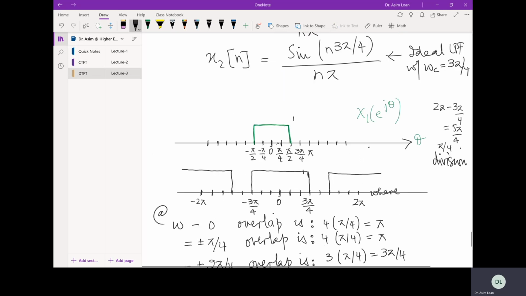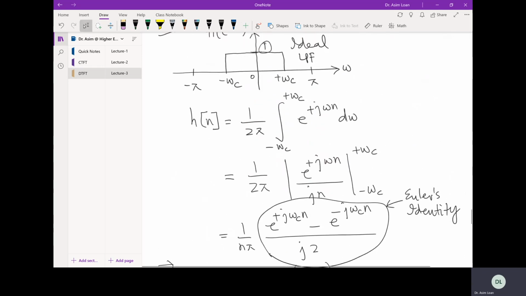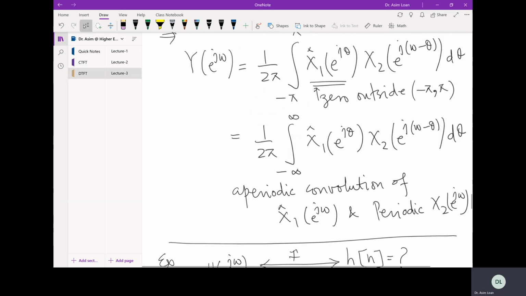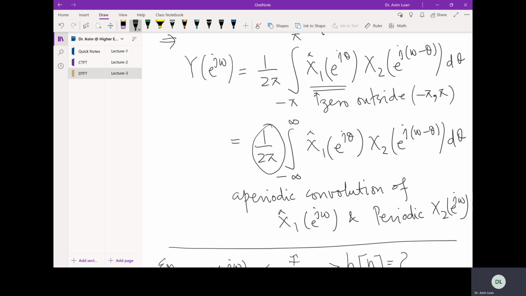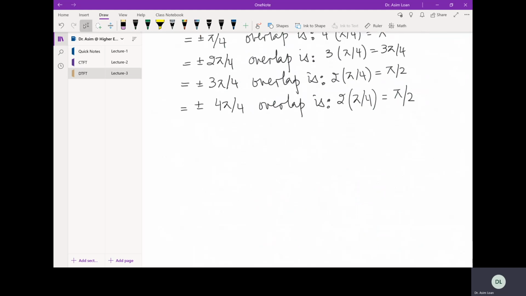Now remember that there is a 1 over 2 pi here. So everything is divided by 2 pi. So if everything is divided by 2 pi, my answer is going to be, let me sketch this one. So this is omega. This is Y of e to the j omega.